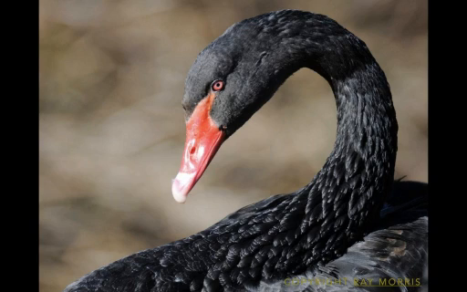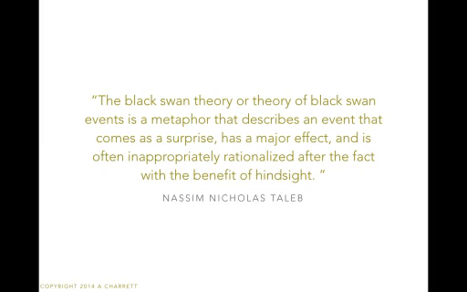Oops. And it's a classic story that what happened from that is that Nassim Taleb used this concept of a black swan as a metaphor to describe something that happens as a big surprise. Whereas they had thought that all swans were white, they now realized that black swans existed as well, right? He uses it as a metaphor to describe an event that comes as a surprise and has a major impact. And often people look in hindsight and say, oh yeah, well, we should have recognized that, right?